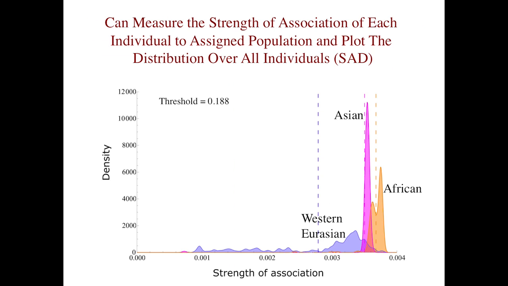And one of the things you see is that the Western Eurasians, the Asians, and the Africans have very different distributions of their strength of association. And this is another big difference. Many of the programs assume that each population is the same. Here we can see they're not the same. And we can get a lot of insight by dividing them into the HapMap populations.